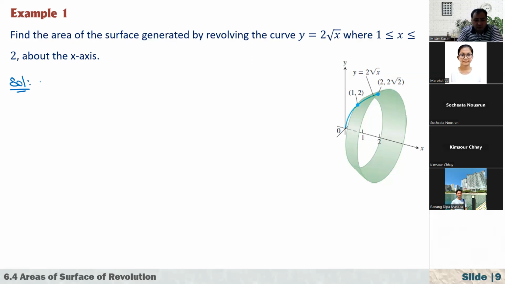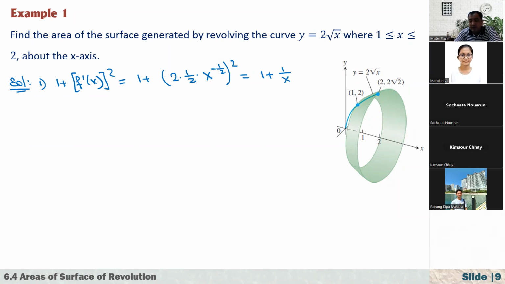The first thing I have to obtain is to calculate 1 plus f prime of x squared. That's equal to 1 plus, what is f prime of x? That's equal to 2 times 1 over 2 times x to the power of 1 over 2 minus 1, that is x to the power of minus 1 over 2, and here we have squared. Now if you simplify this, that's equal to 1 plus x to the power of minus 1, that is 1 over x. Or maybe I can just write it as x plus 1 over x.